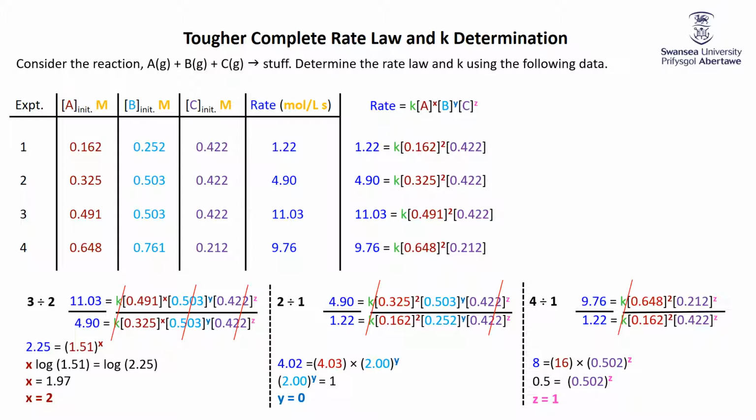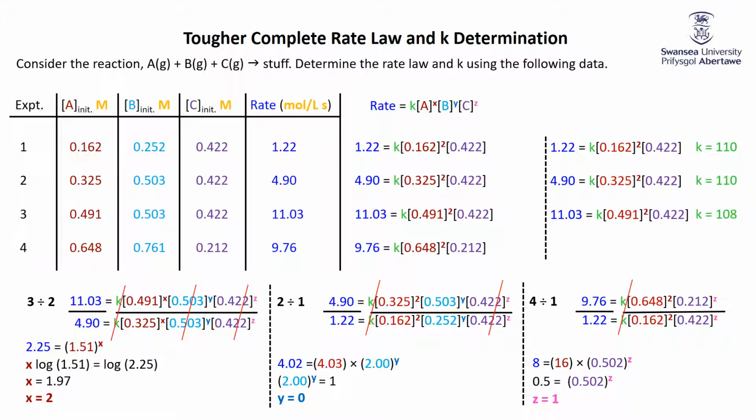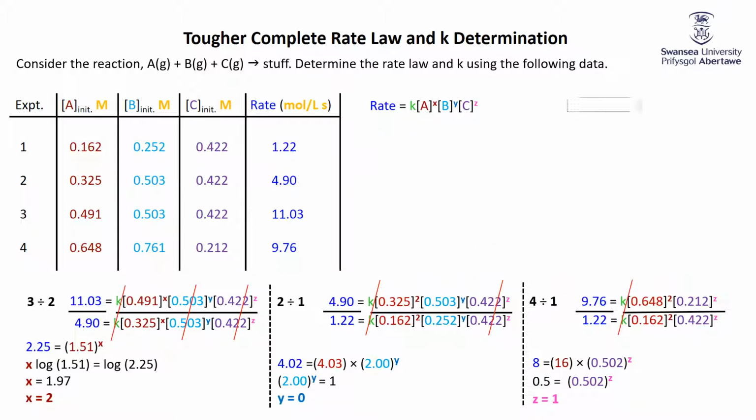Now the last step is, again, we wanted the value of k. So we can again use any of these data points. I will use all of them. So pop in the data and now solve for k. First one, 110. 110, 108, whoops, 110. Well, that's the nice thing with using all of the data points there. You can just take the average and we can get that the rate law is such that rate is equal to 110 times the concentration of A squared times the concentration of C to the 1.